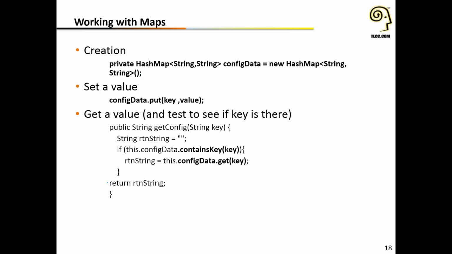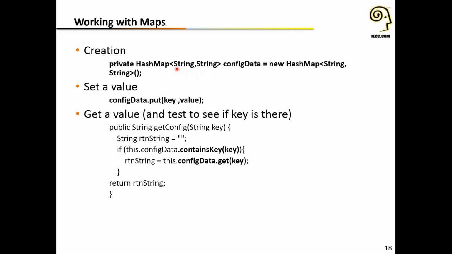So when we go to create a hash map, we're going to create it by saying, first we'll declare it as a HashMap. And then we have these things here that are called generics. That's where, in the angle brackets, I say String comma String. So that's defining the data type of the key and the data type of the value we're going to store here.